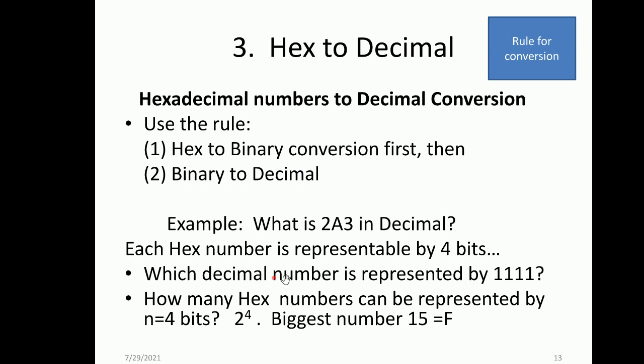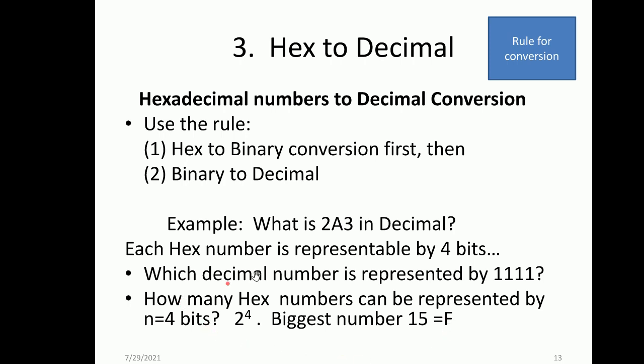The question I'm asking you is which decimal number is represented by 1111? And another question I'm asking you is how many hex digits can be represented by n bits? Well, you can represent 16, obviously 16 different numbers using 4 bits. And the smallest number will be 0, and the biggest number is 15. And 15 in hex is f, the letter f.